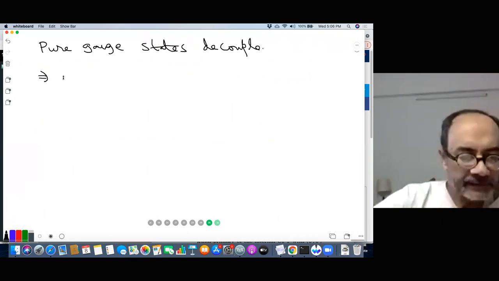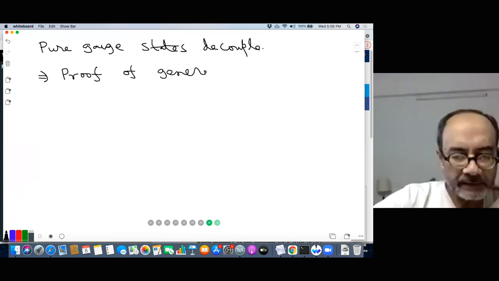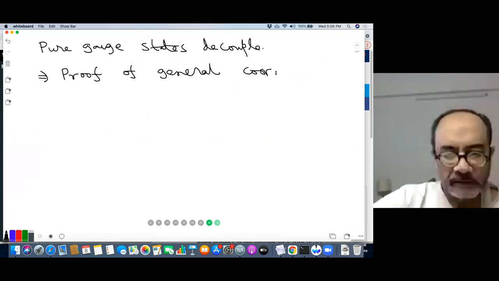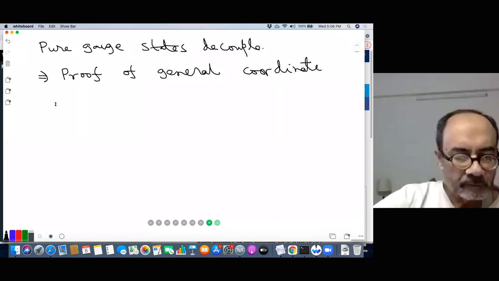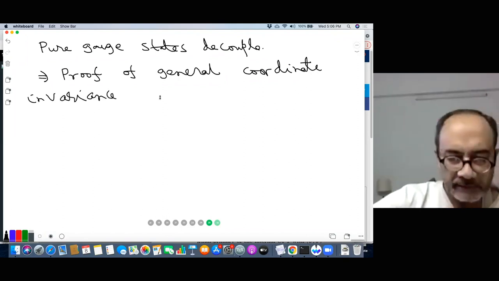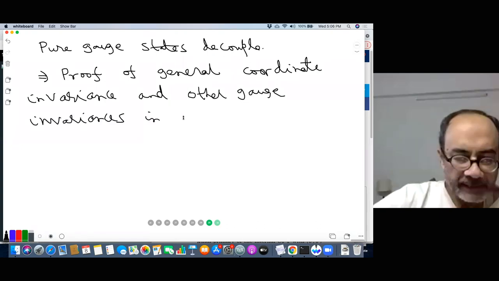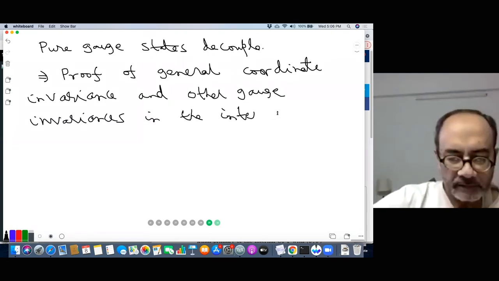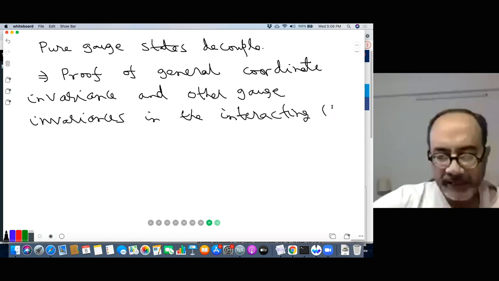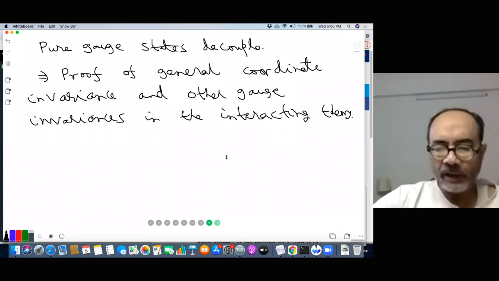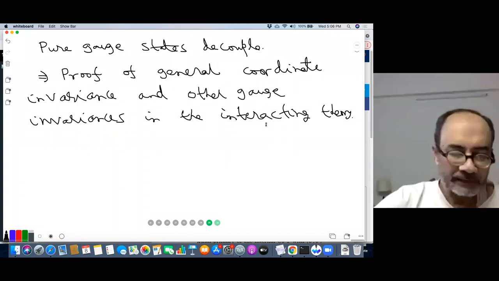And this, in a sense, is the proof of general coordinate invariance, and other gauge invariances like the two-form gauge invariance, in the interacting theory. Because it's not linearized general coordinate invariance anymore, it's the full general coordinate invariance in the nonlinear theory.